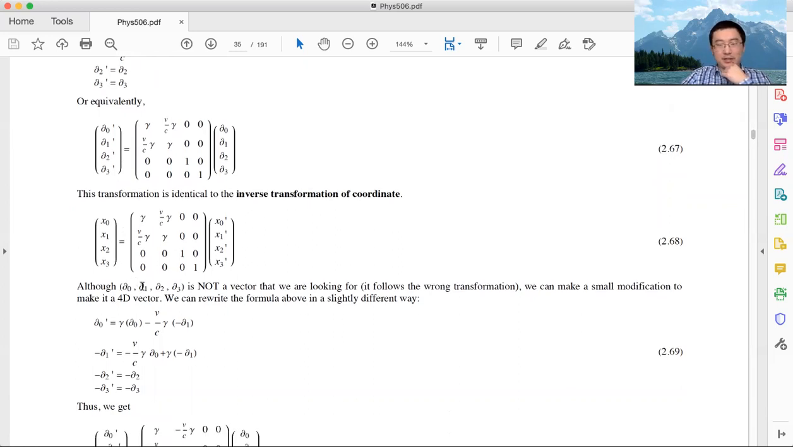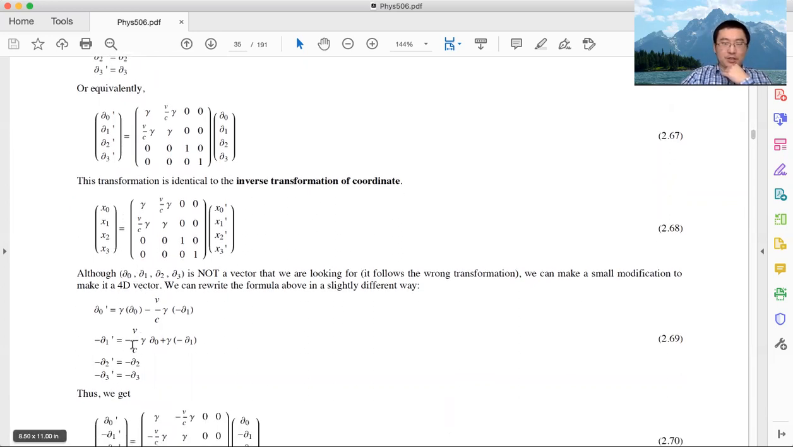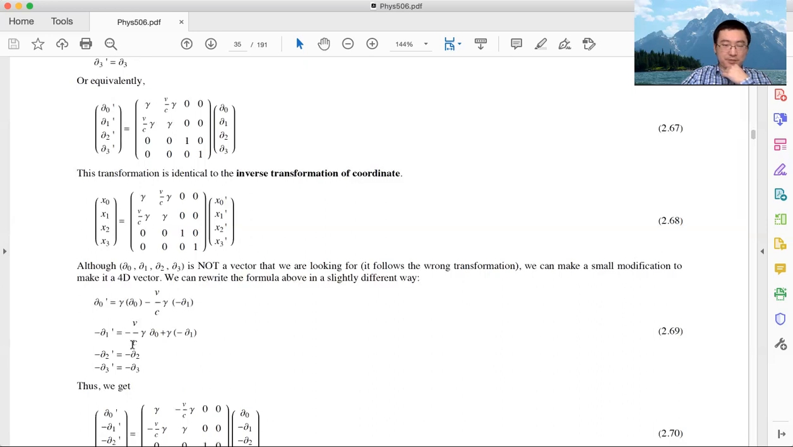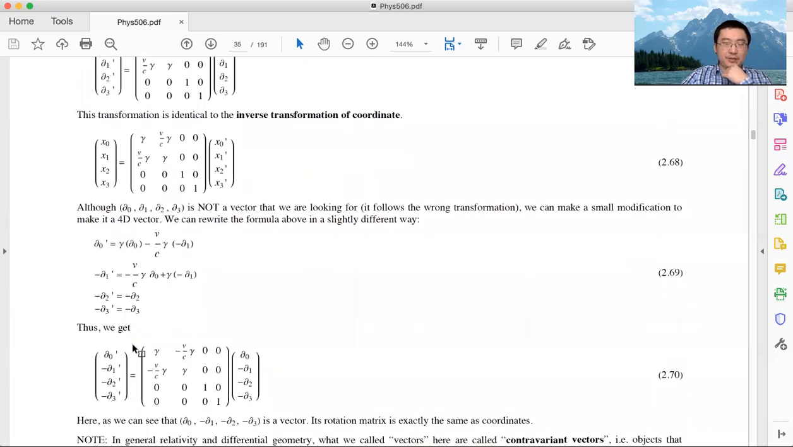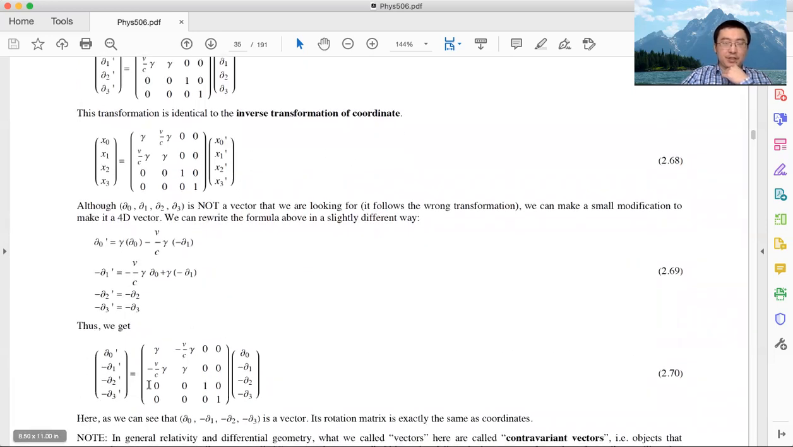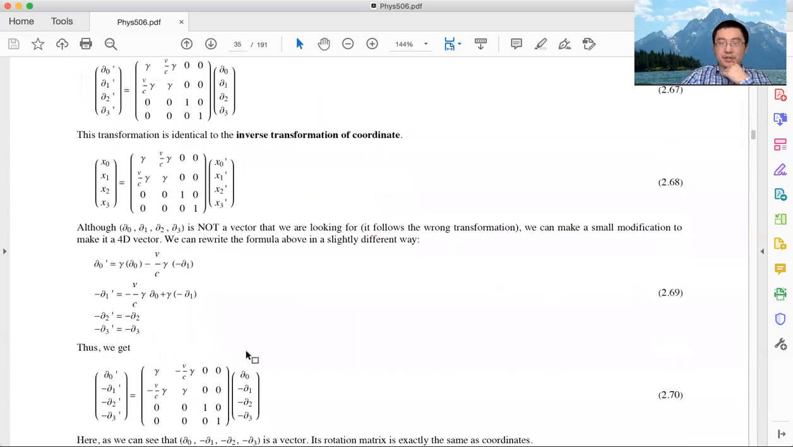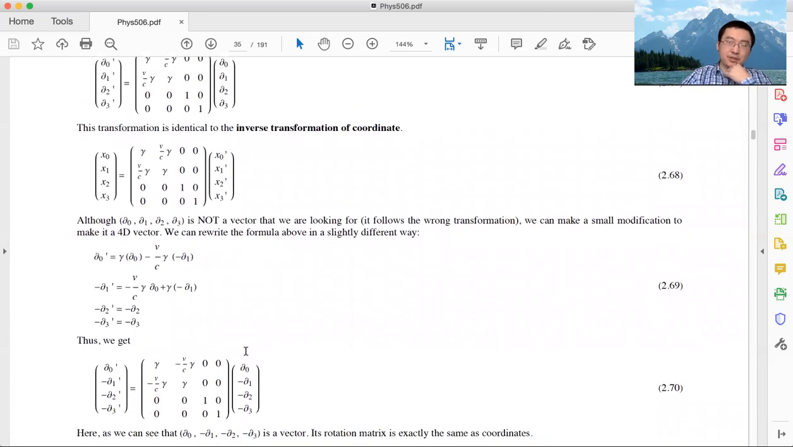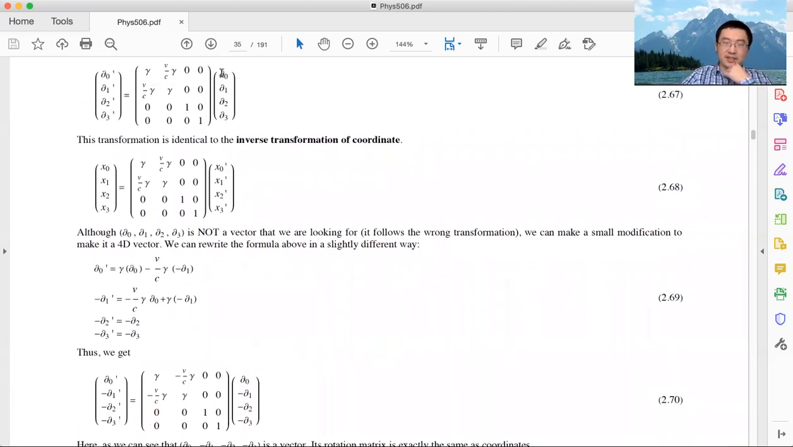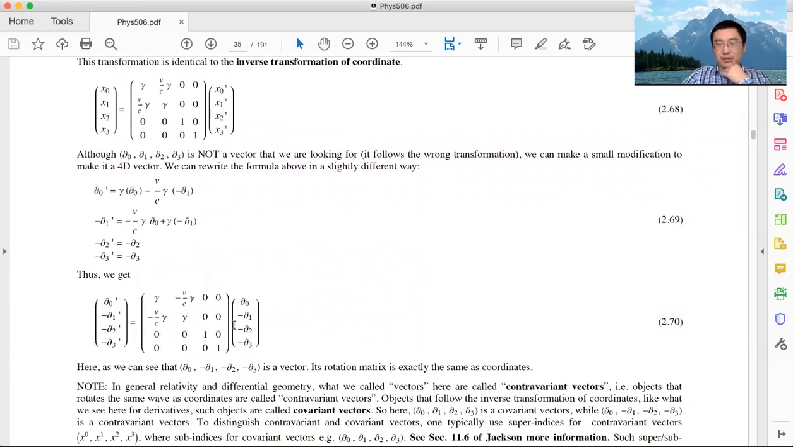But it's not so far away from a vector. We need to make some small modifications. The small modification is the following: we add 3 minus signs here. So my partial derivatives, the 4D vector, is not this one. It's not just writing down the 4 derivatives together. Instead, we should use this one.